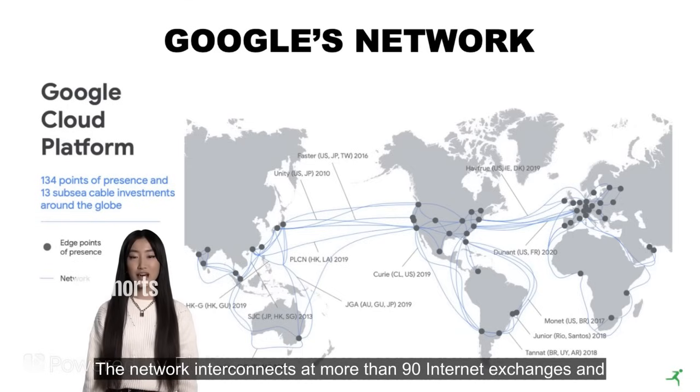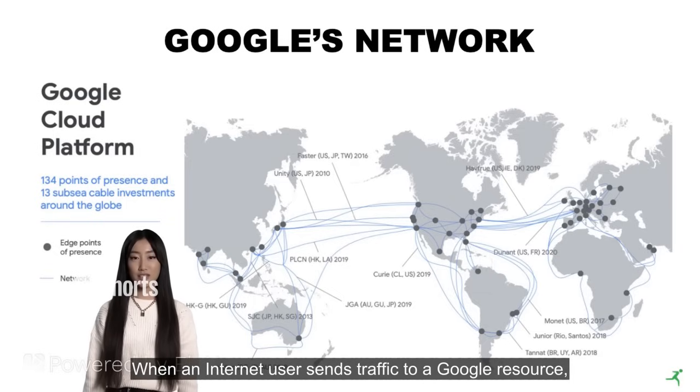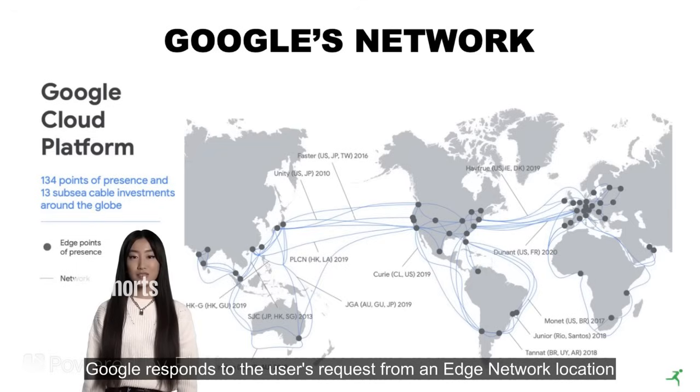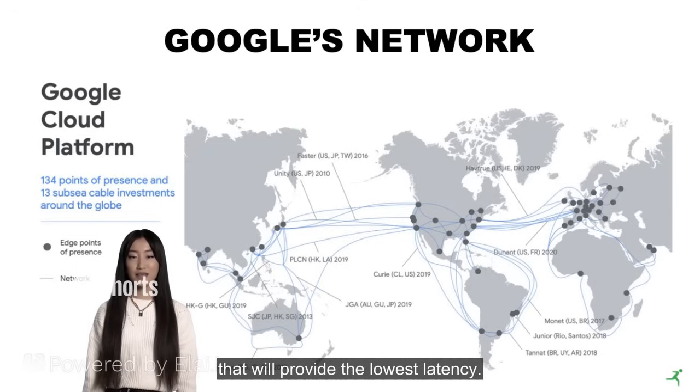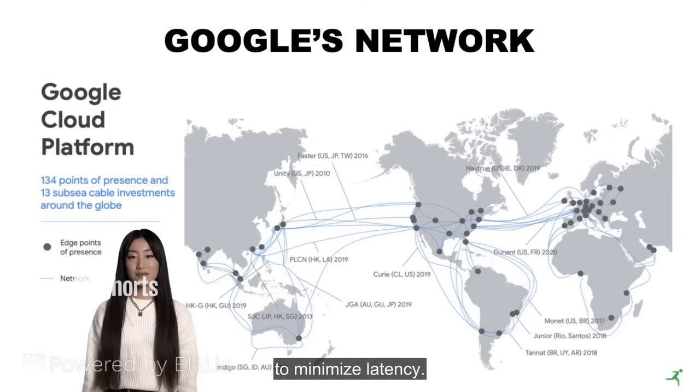The network interconnects at more than 90 internet exchanges and more than 100 points of presence worldwide. When an internet user sends traffic to a Google resource, Google responds to the user's request from an edge network location that will provide the lowest latency. Google's edge caching network sits content close to end users to minimize latency.